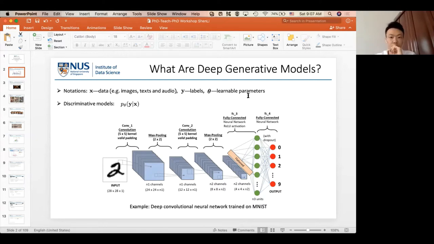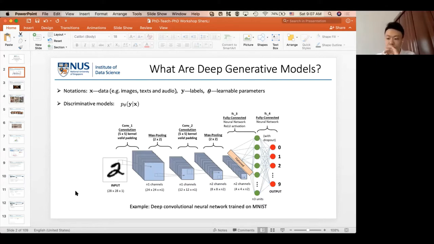So to understand deep generative models, we need to do this by comparison with discriminative models. In discriminative models, we try to model a conditional distribution P(Y given X), where Y is labels and X is data of any form. One example is a deep convolutional neural network. And this figure here demonstrates a deep convolutional neural network that is trained on MNIST.